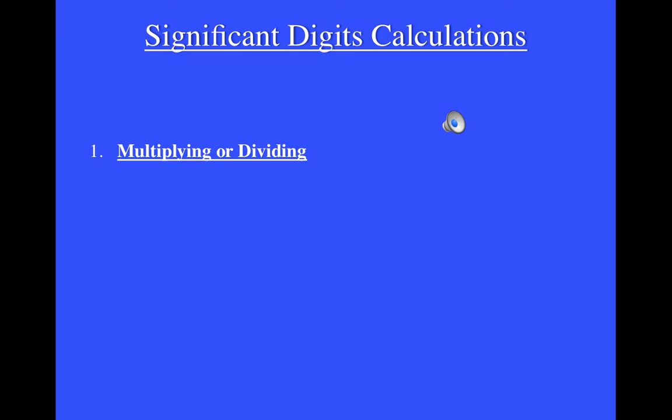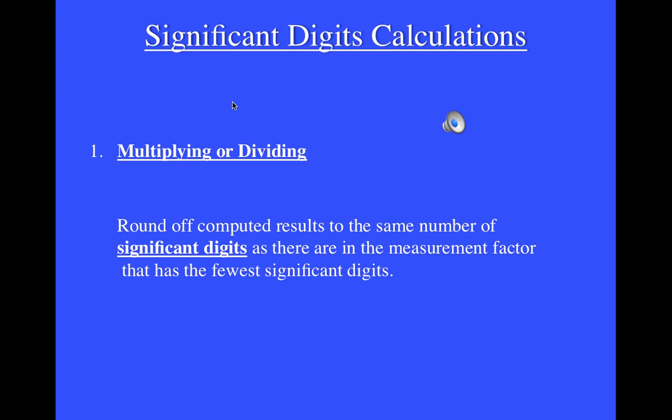What you do have to understand is there's one set of rules for multiplying or dividing. They operate the same way, but a different set of rules for adding and subtracting. So we're going to start with multiplying and dividing, and that will tend to be what you do more of in chemistry in the early days. So it says round off computed results to the same number of significant digits as there are in the measurement factor that is the fewest significant digits. And you say, huh? Example time.